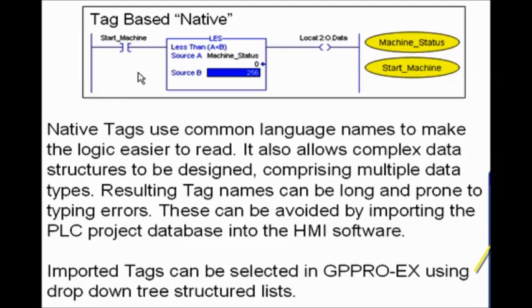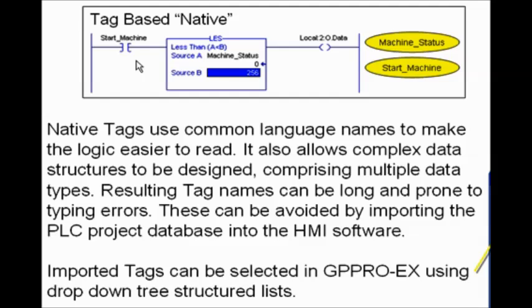there's no cross-reference to that. So the advantage in ControlLogix is that those native tags can allow you to have real common language names like start machine, and in addition you can build up complex data structures so that ultimately you could have a whole machine or process defined by a single user-defined structure that contains all the parameters for that machine or process. And there are a lot of advantages to using that kind of approach.